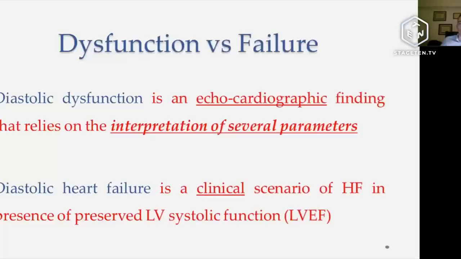I want to make a premise on diastolic dysfunction. Please do not confound it with diastolic failure, because diastolic dysfunction is an echocardiographic finding which you make after you are trained in echocardiography and are able to interpret several parameters. Diastolic heart failure is a different thing: it is a scenario of heart failure with symptoms in the presence of a normal LV ejection fraction and normal mitral valve apparatus.